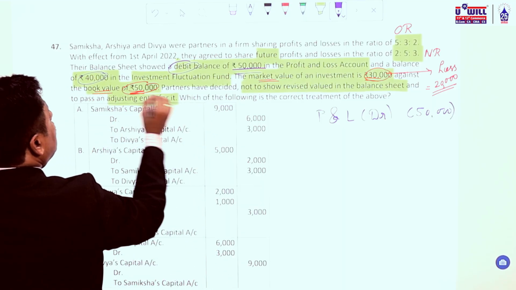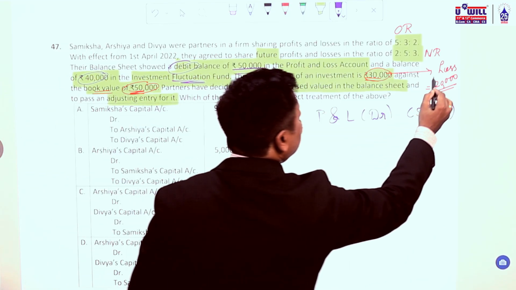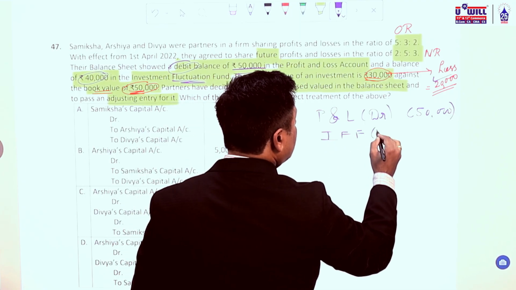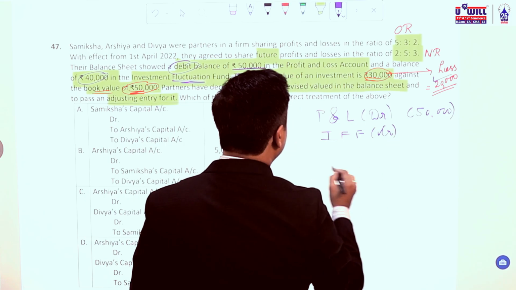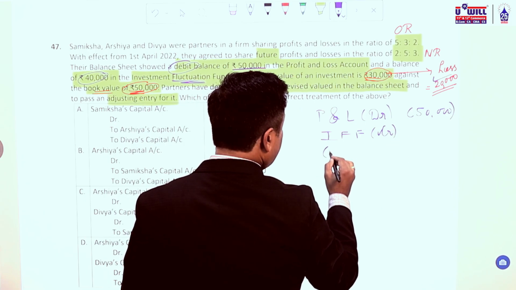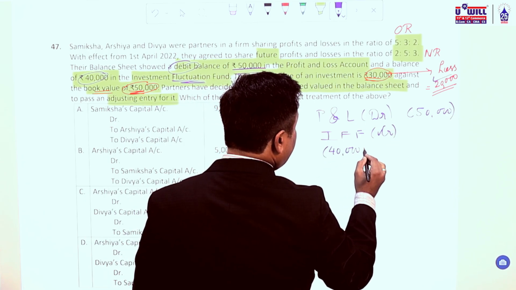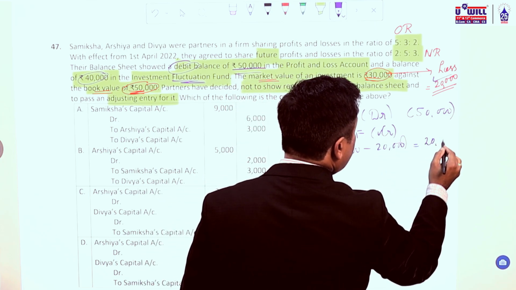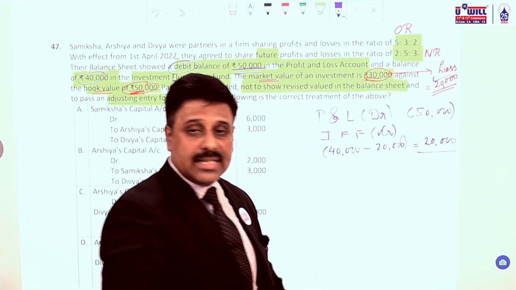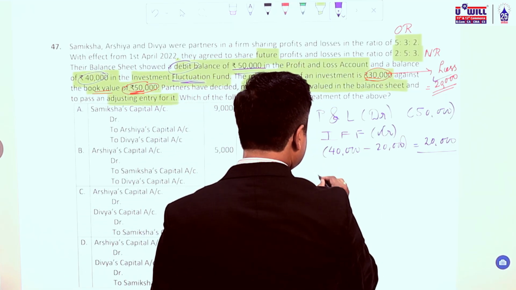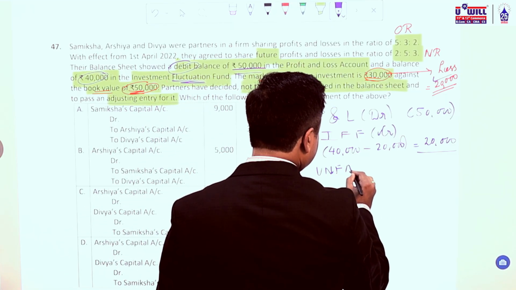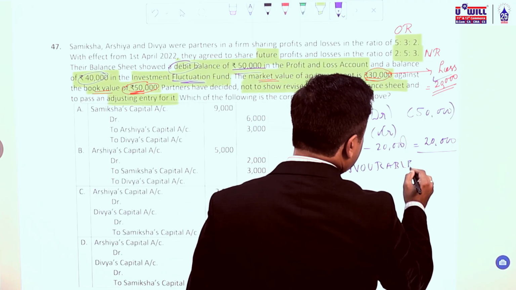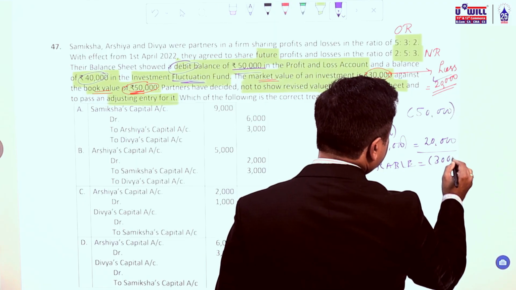Investment fluctuation fund is 40,000, but 20,000 will be used for writing off the loss. So for the investment fluctuation fund, a favorable credit balance, how much will remain? From 40,000, we write off the loss of investments 20,000. So a positive balance of 20,000 will remain. Only these two pieces of information are given. Minus 50 plus 20, there is an unfavorable balance of 30,000.